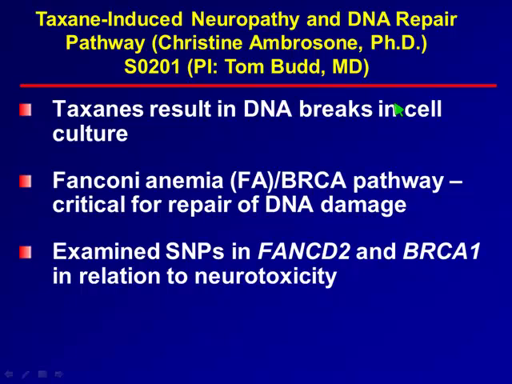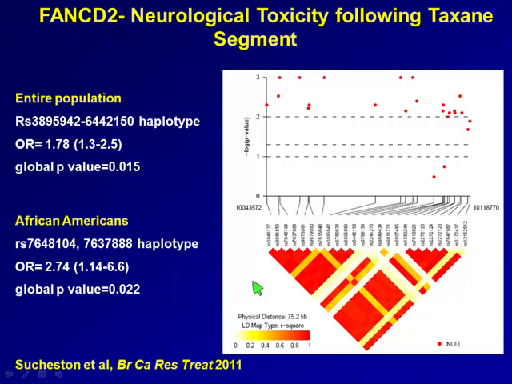So Christine and her group, taking the germline DNA that we collected, did candidate gene analysis for the Fanconi gene as well as a couple of others because of the fact that it's critical for repair of DNA damage, and she hypothesized that perhaps SNPs in Fanconi or BRCA1 would be related to neurotoxicity. And although I can't tell you how this slide works because I don't fully understand haplotypes, the fact is that it does look like this is the case.